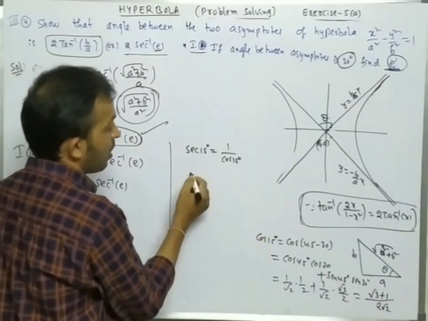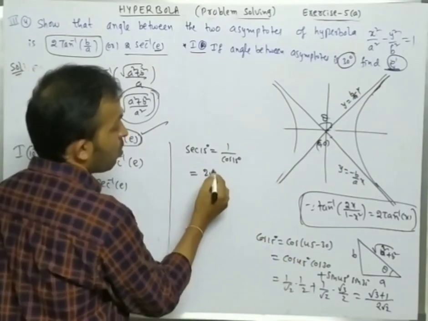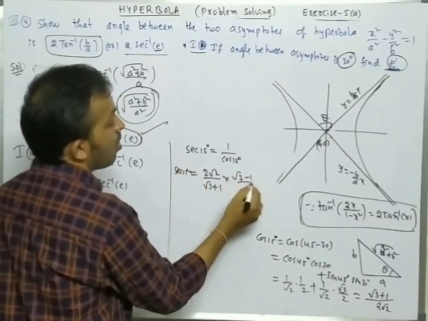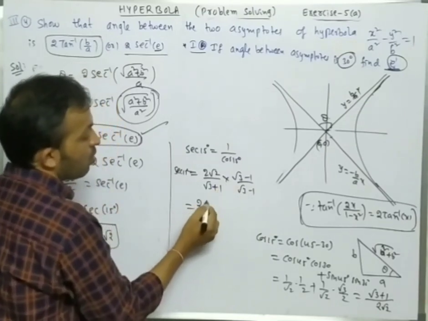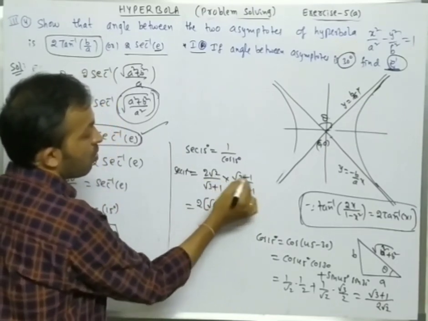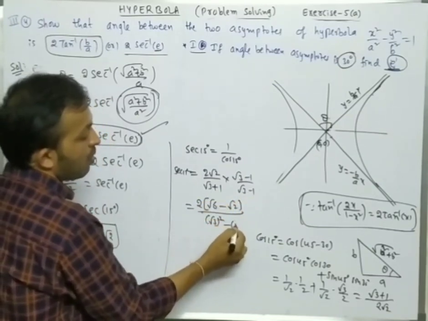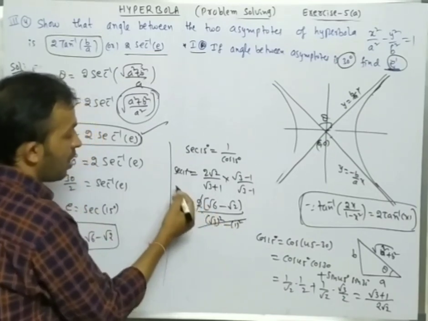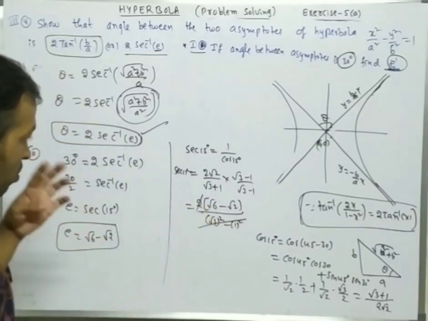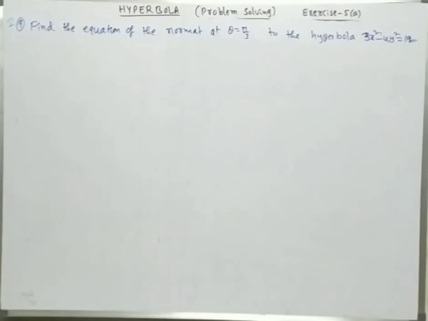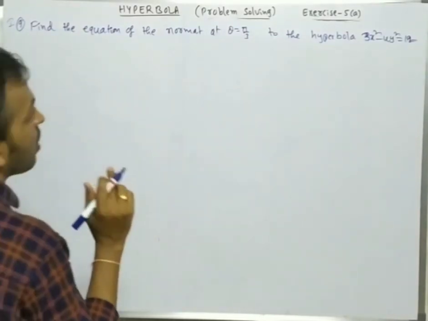Okay, this is cos 15. Next, sec 15 becomes 2 root 2 by root 3 plus 1. This is the sec 15 value. So rationalize the denominator: you will get 2 into root 2 into root 3, root 6, root 2 into minus 1 by a plus b into a minus b, root 3 square minus 1 square, 3 minus 1, 2, the 2 gets cancelled. So the secant 15 value is root 6 minus root 2. Okay, so like this we can find the eccentricity value if the angle between asymptotes is given. Next, find the equation of the normal at theta equal to pi by 3.